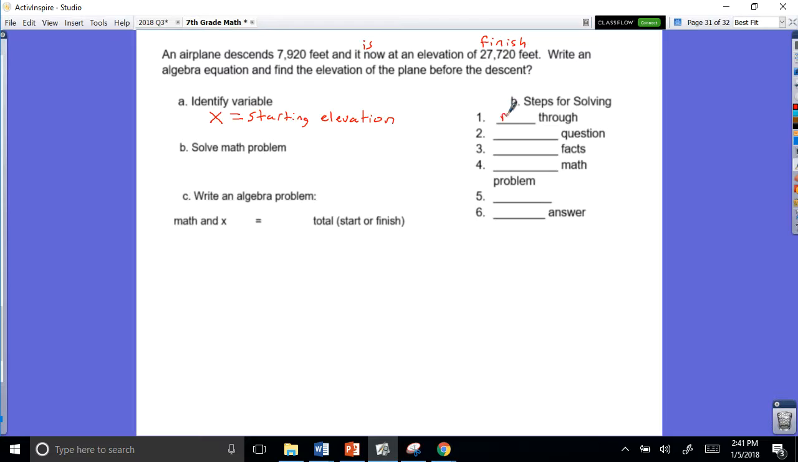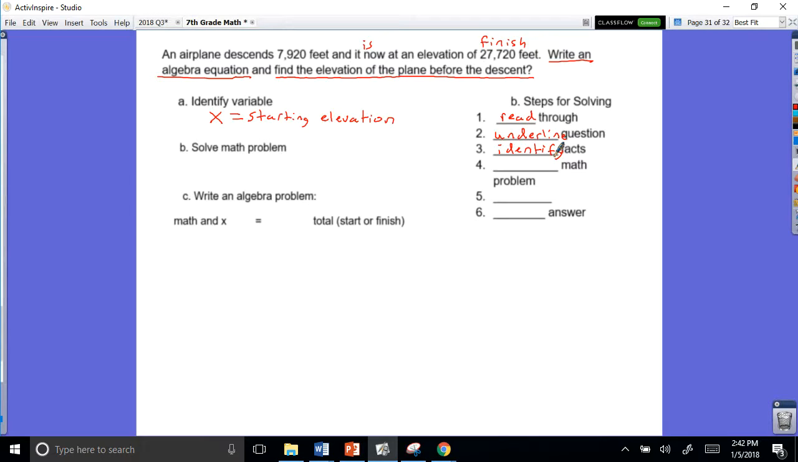Step number 1 says read through the math problem. We did that. Step number 2, underline the question. Here's what we need to do. We need to write an algebra equation, and we're going to take care of that. And then we're going to find the elevation of the plane before the descent. Number 3, identify your math facts.